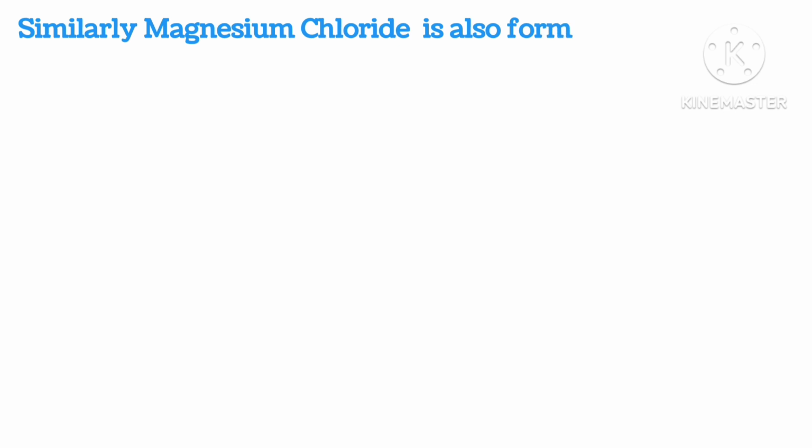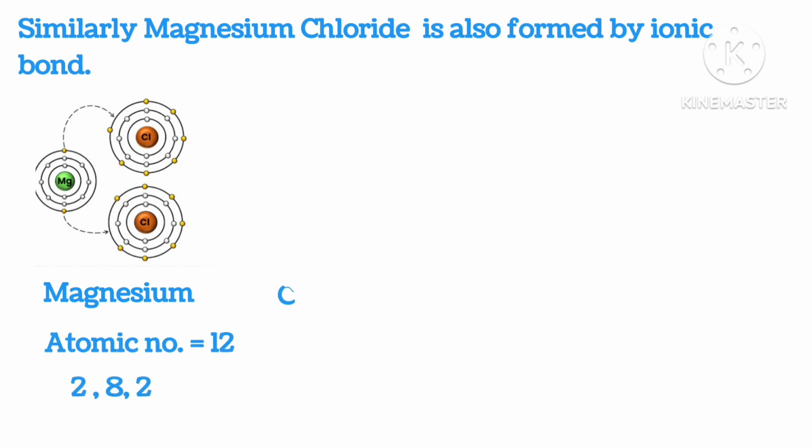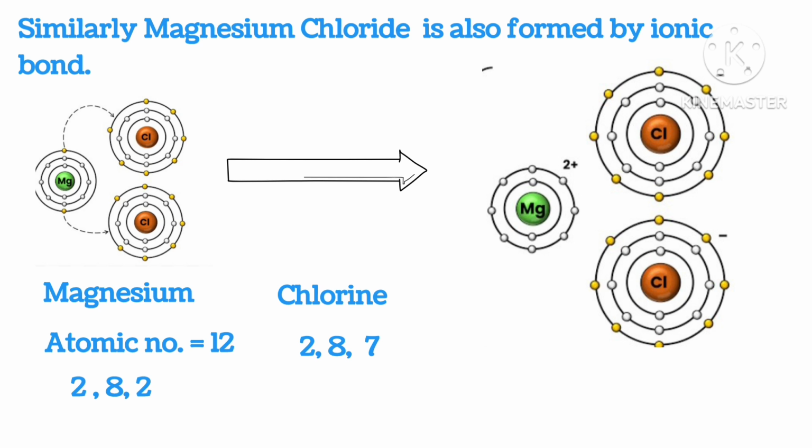Similarly, magnesium chloride is also formed by ionic bond. So you can see here the magnesium, atomic number 12, electronic configuration 2, 8, 2, and chlorine's electronic configuration is 2, 8, 7. So one electron of magnesium is transferred to the chlorine, and chlorine accepts it to form magnesium chloride.